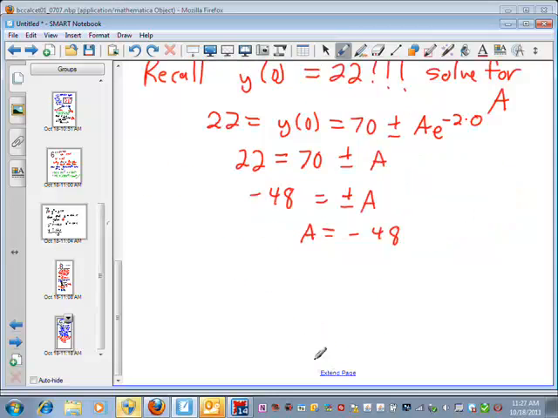Let's test it out. The claim is that the function is y of t equals 70 minus 48 e to the minus 2t. When you plug in 0, do you get 22 degrees? When you plug in 0, 70 minus 48 is 22. Let's plot that.